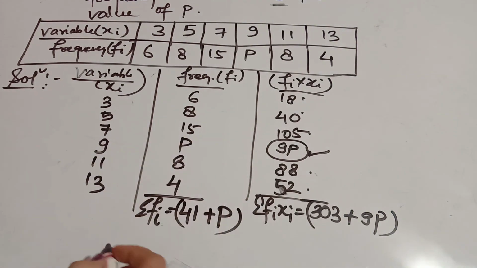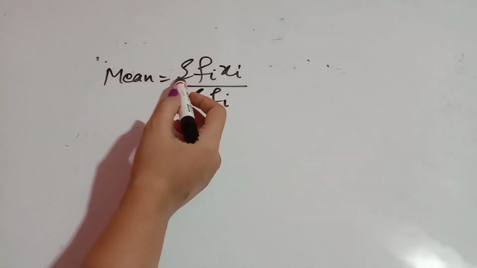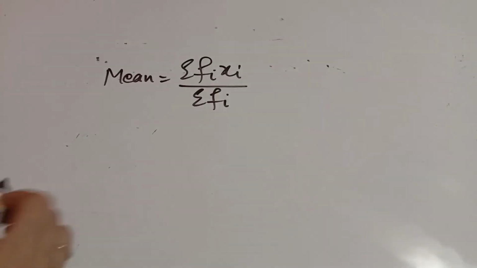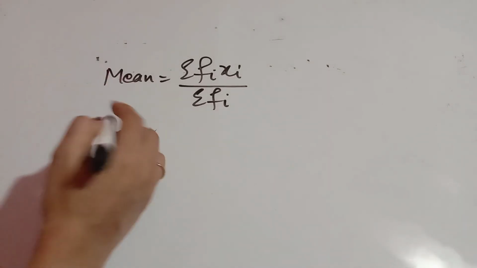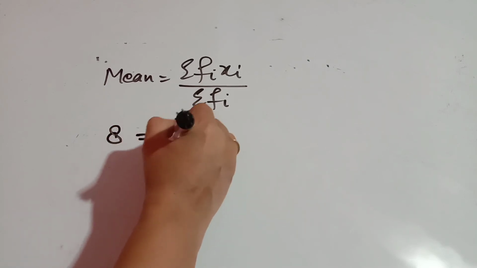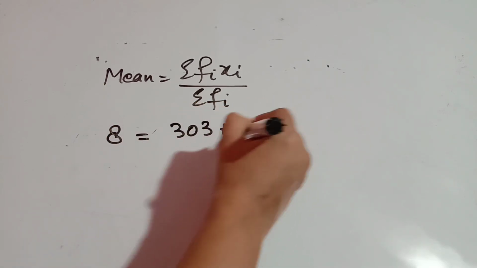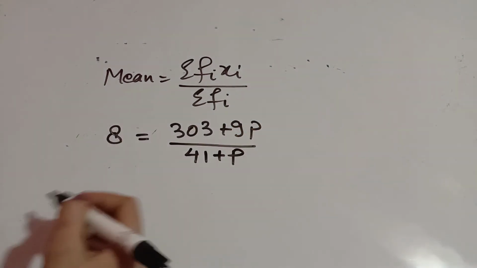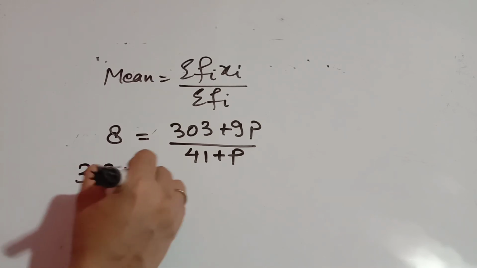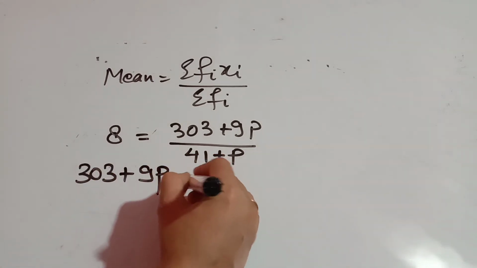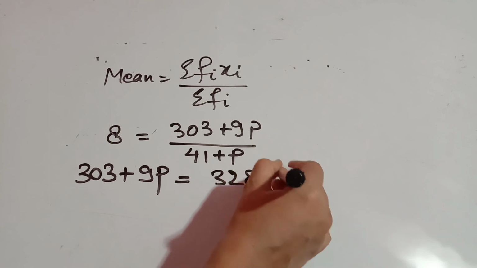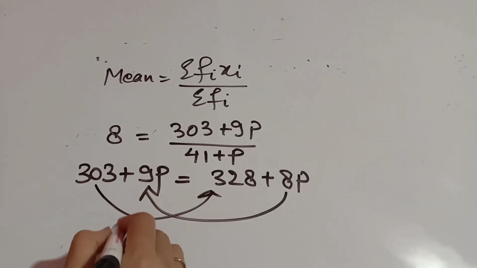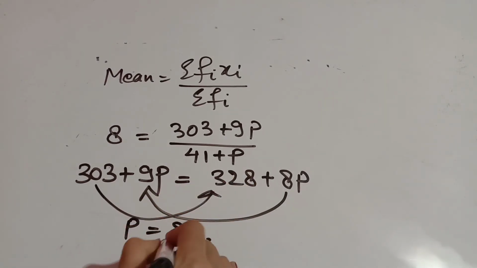Now we know the formula: mean is equal to sigma fi xi divided by sigma fi. In the question it is mentioned that the mean is 8. So 8 is equal to 303 plus 9p divided by 41 plus p. Now do the cross multiplication. It will be 303 plus 9p is equal to 328 plus 8p. Shift the p to the left side and the numbers to the right side. So p will be 25. This is your answer.